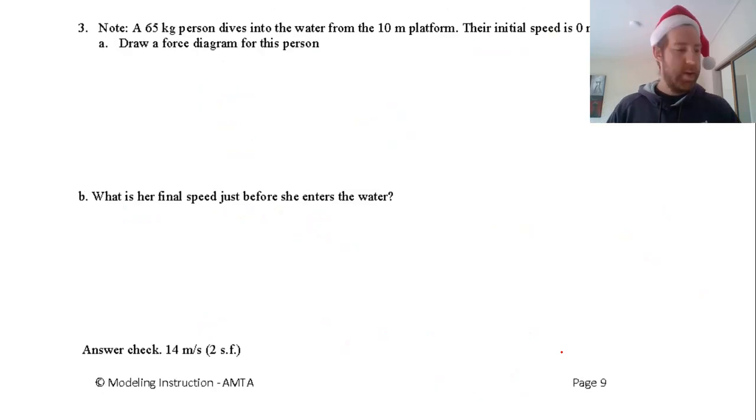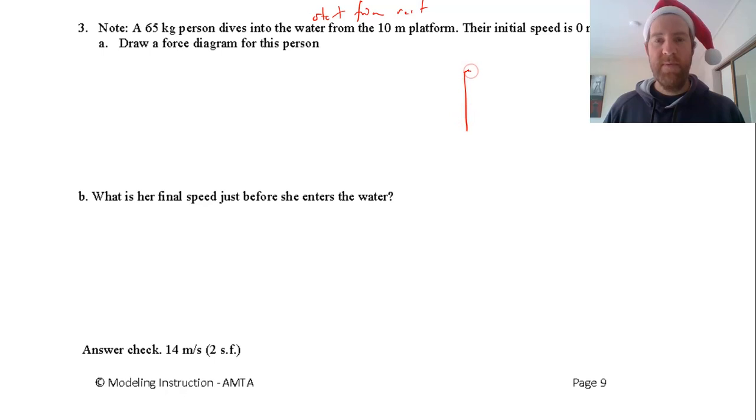Right, last one. A 65 kg person dives into the water from a 10-meter platform. I think you can assume that they start from rest. I like to draw a diagram even before I draw my force diagram. So then they end up going down here, and then by the time they're almost at the water, they're going really fast. Draw a force diagram for this person.